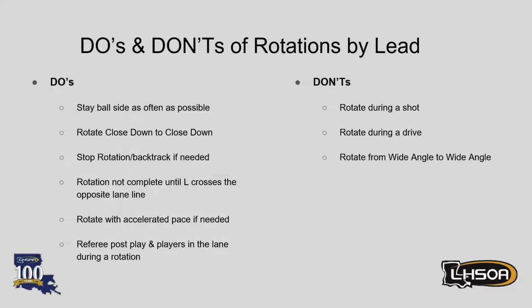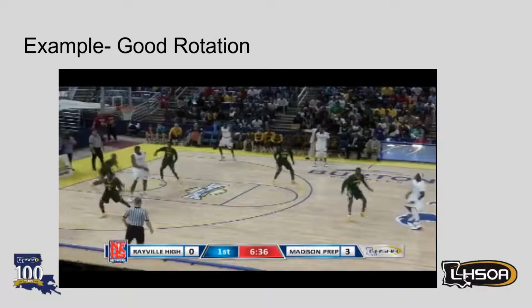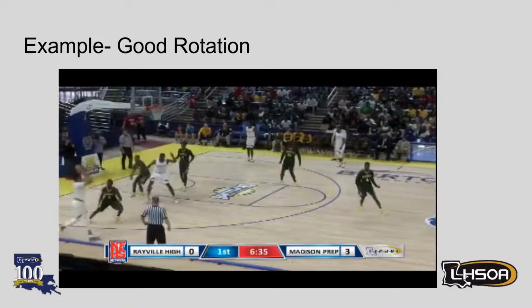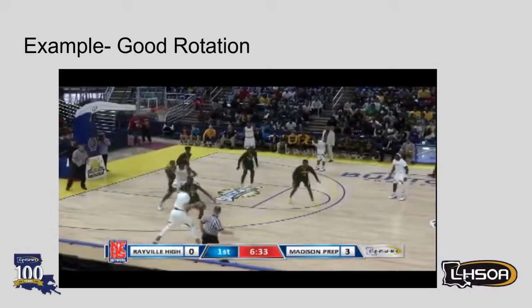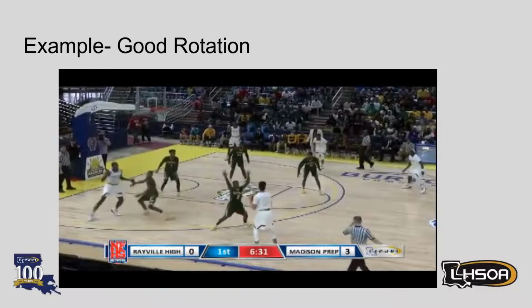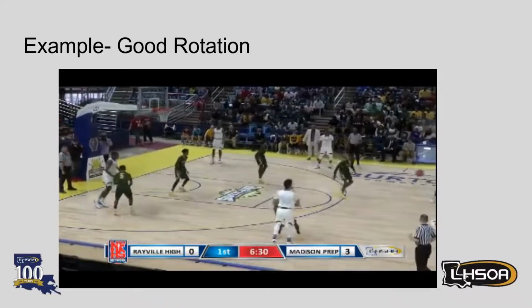Do you have an example of that? This next video is going to be a good example of rotating from close down to close down. This is a good rotation. Right now, lead is at close down. He recognizes the post play. He gets across the lane to the opposite close down spot and is able to referee the play. And it also allows his partners to be put in better position to referee the other players on the floor.